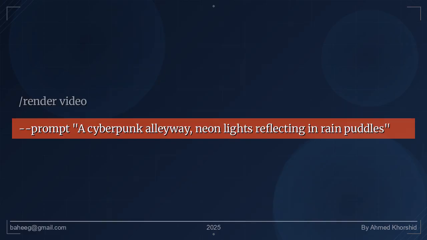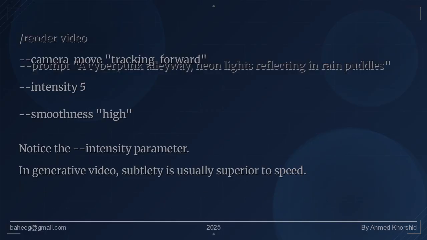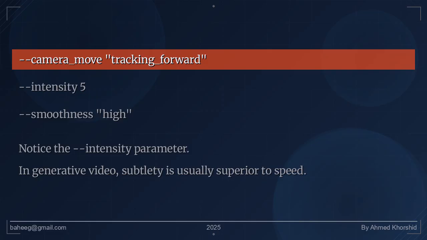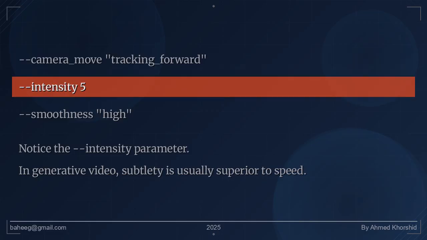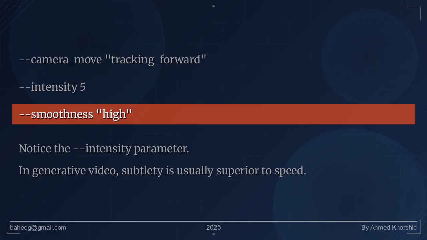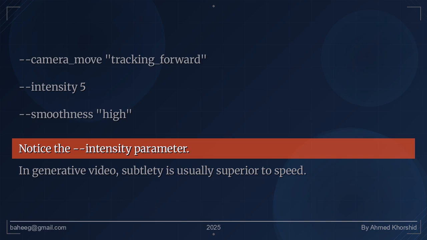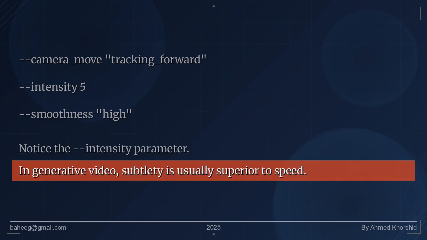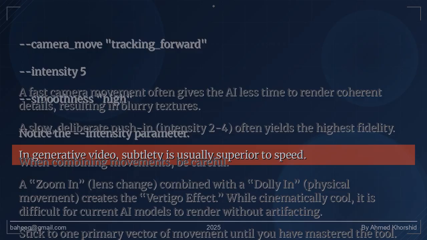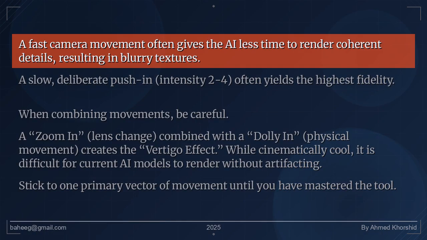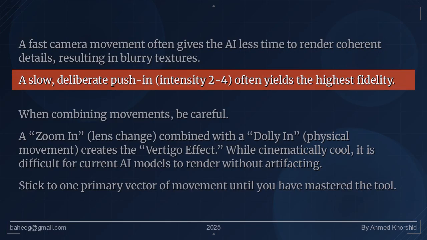Render video. Prompt: a cyberpunk alleyway, neon lights reflecting in rain puddles. Camera_move: tracking_forward. Intensity 5. Smoothness high. Notice the intensity parameter. In generative video, subtlety is usually superior to speed. A fast camera movement often gives the AI less time to render coherent details, resulting in blurry textures. A slow, deliberate push-in, intensity 2 to 4, often yields the highest fidelity.